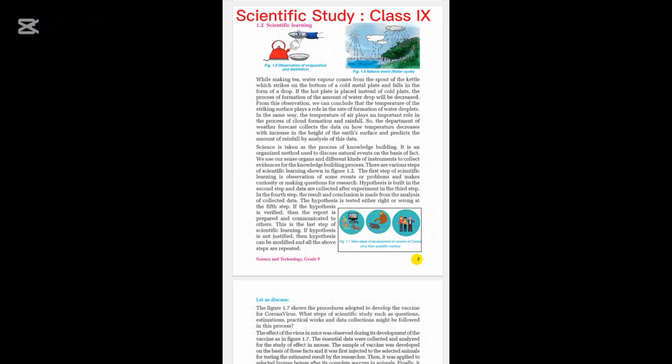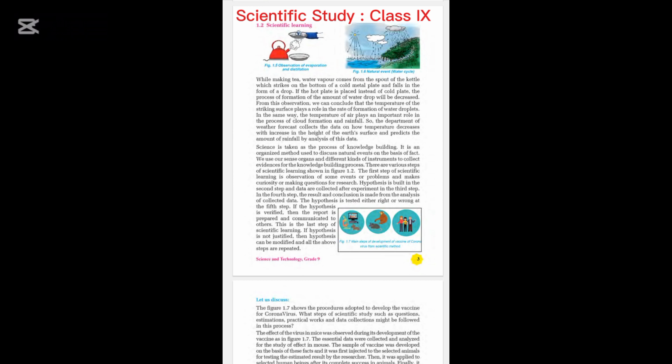Science is taken as the process of knowledge building. It is an organized method used to discuss natural events on the basis of fact. We use our sense organs and different kinds of instruments to collect evidence in the knowledge building process. There are various steps of scientific learning shown in figure 1.2. The first step of scientific learning is observation of some events or problems and making curiosity or making questions for research. Hypothesis is built in the second step and data are collected after experiment in the third step. In the fourth step, the result and conclusion are made from the analysis of collected data.